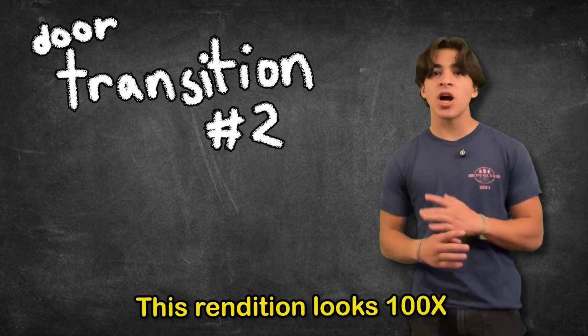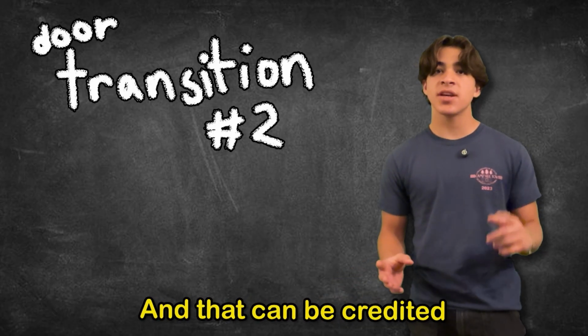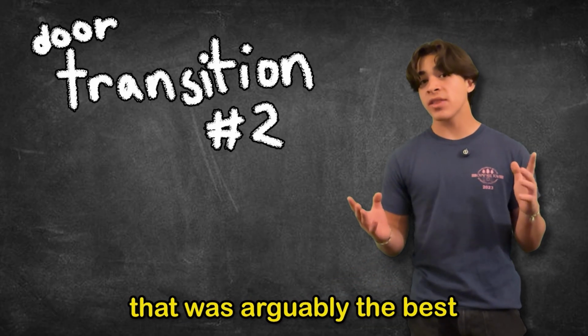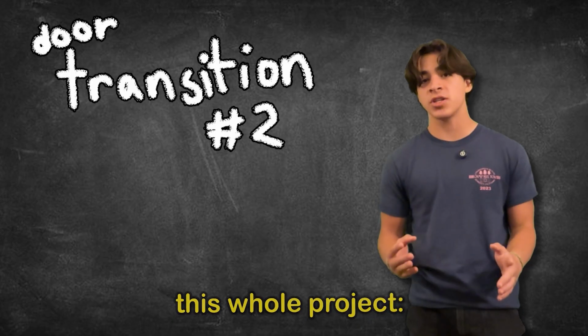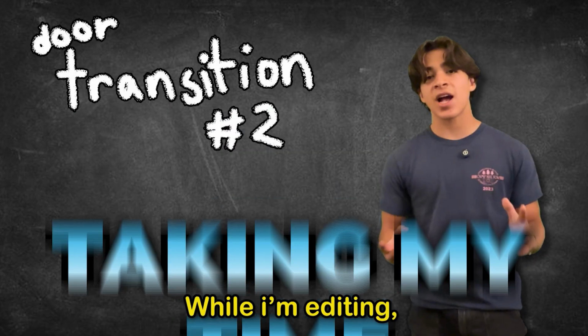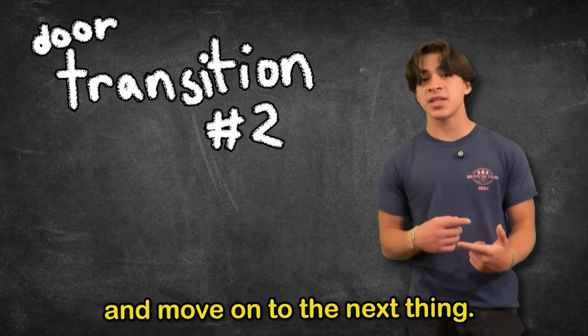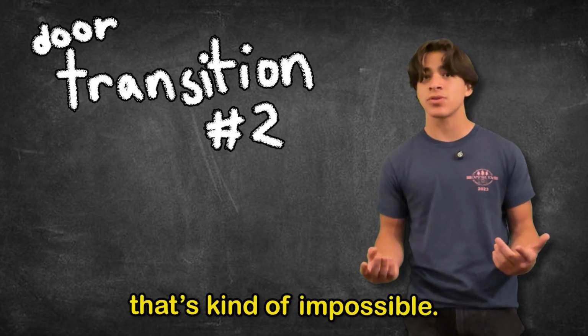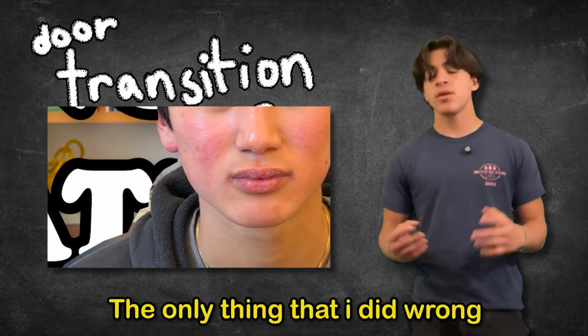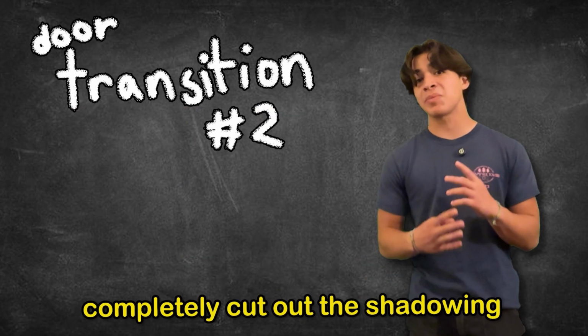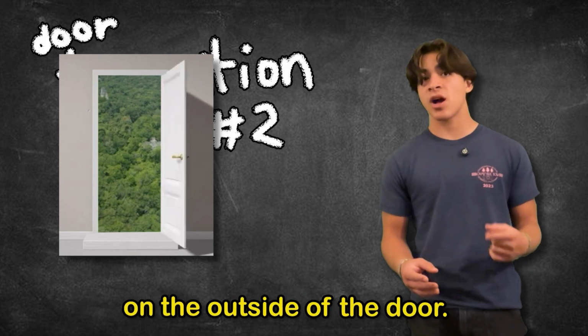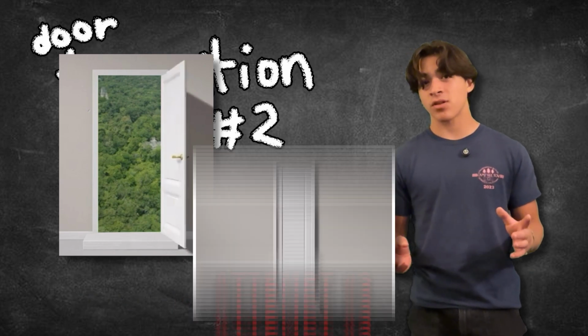This rendition looks 100 times better than my first one, and that can be credited to one thing that was arguably the best thing I learned throughout this whole project: taking my time. While I'm editing, I always just want to be done and move on to the next thing. But with masking, that's kind of impossible. If you rush it, it ends up looking like this. The only thing that I did wrong in this version was that I completely cut out the shadowing on the outside of the door. Now, for the final clip.